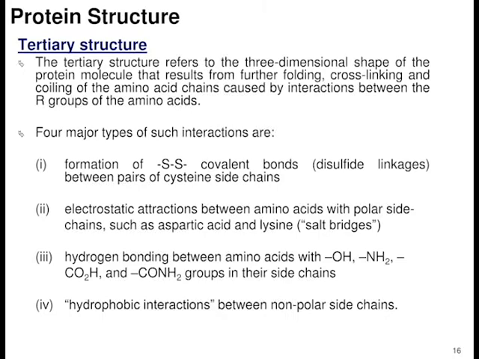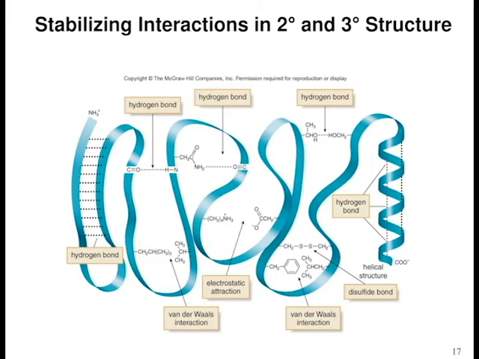Okay, now go to the next level, which gives us a 3D conformation. Four types of interactions are responsible for the 3D conformation of the protein. The protein will never exist as a linear chain. It will always fold on itself to give us the 3D structure.